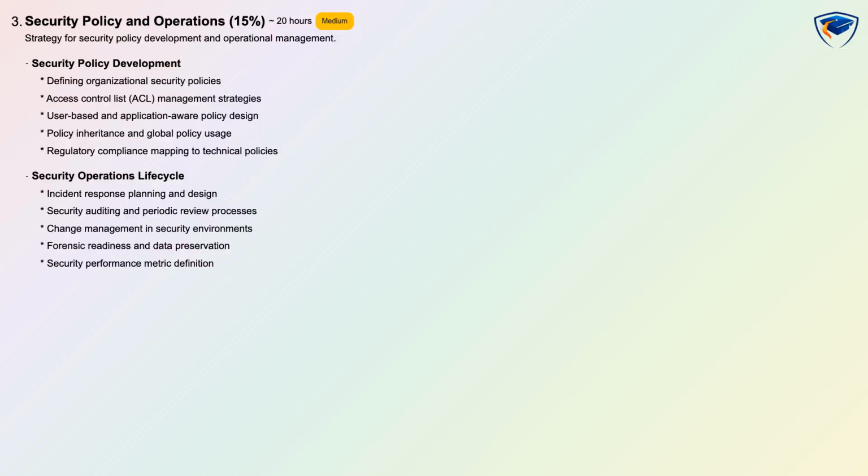Security Policy and Operations is 15%, medium difficulty with 20 hours of study and scenario-based assessment. Expect to learn how to develop organizational security policies, manage ACLs, build user and application-aware policies and apply policy inheritance while mapping technical controls to compliance requirements.